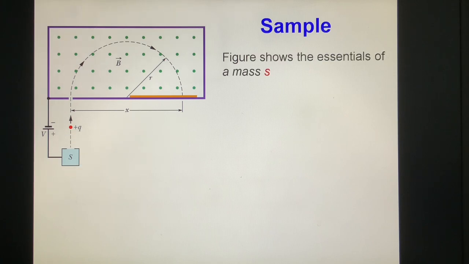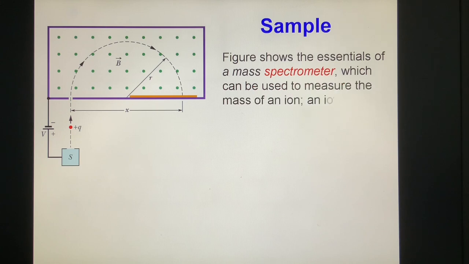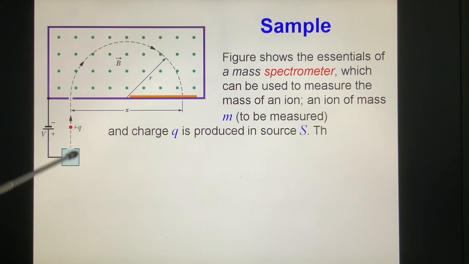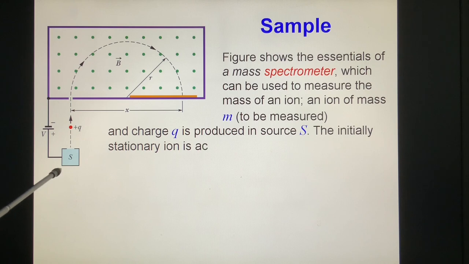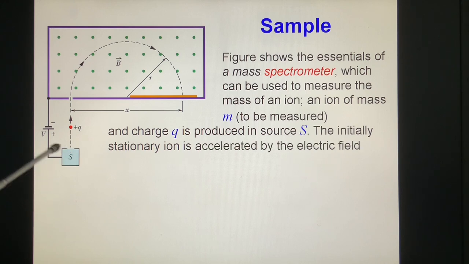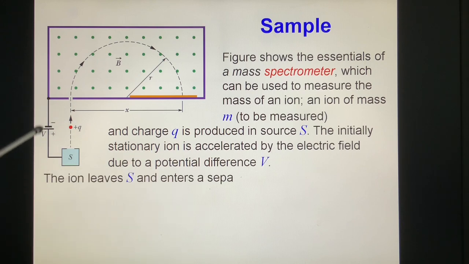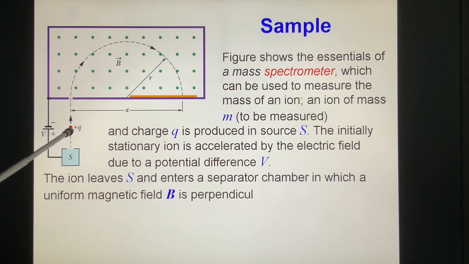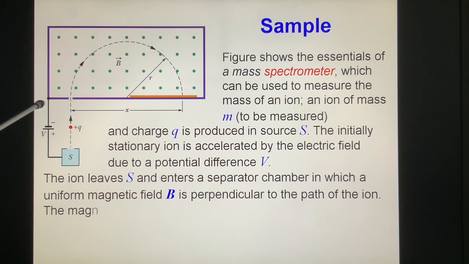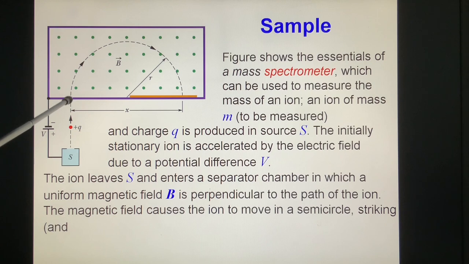This figure shows the essentials of a mass spectrometer, which can be used to measure the mass of an ion. An ion of mass M and charge Q is produced in source S. The initially stationary ion is accelerated by an electric field due to a potential difference V. This is negative, this is positive. So this is a positive ion, attracted by the negative terminal. It speeds up and goes through this hole, getting into the uniform magnetic field.